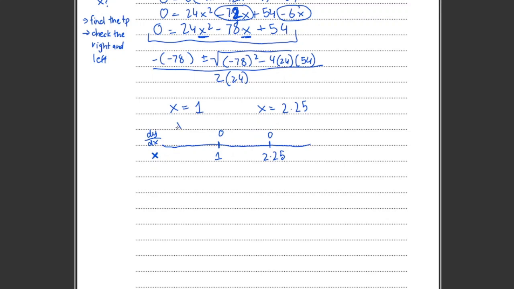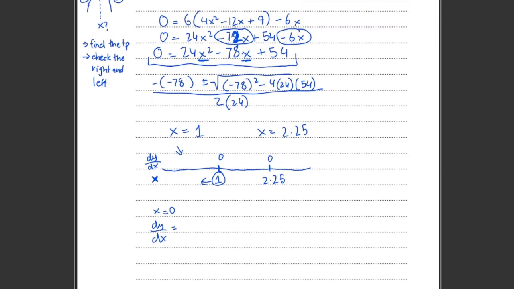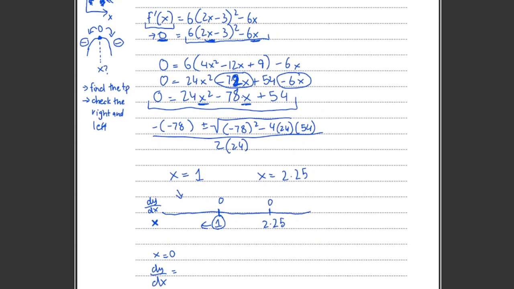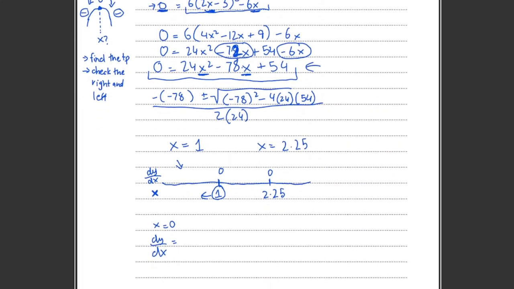Let's check the first side first, which is to the left of 1. You can pick any value that is less than 1. I'm just going to keep it simple and pick 0. So we have our gradient dy over dx equals the equation. You can use any equation you want, the one that's not in expanded form or the one that is. It is completely up to you.